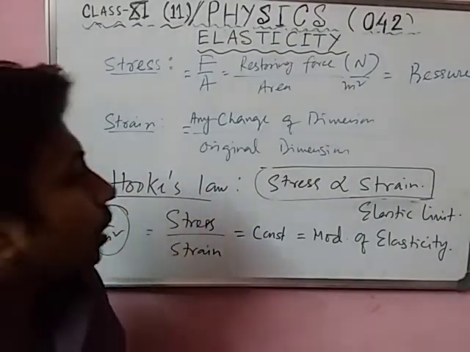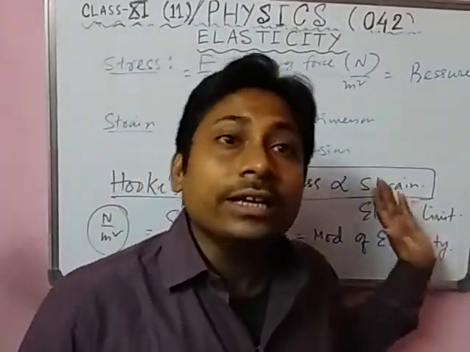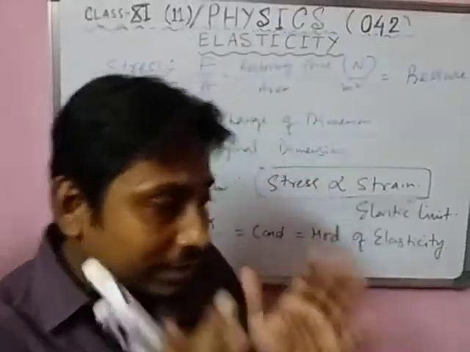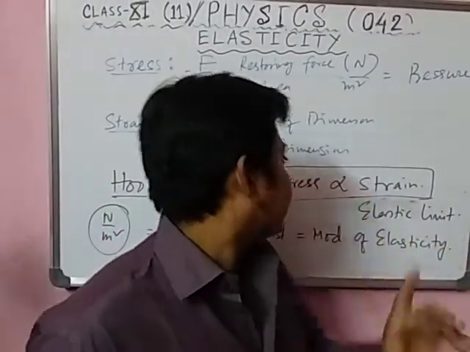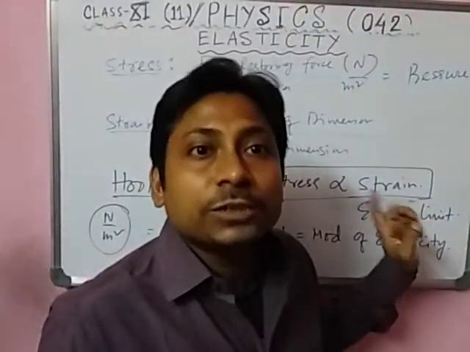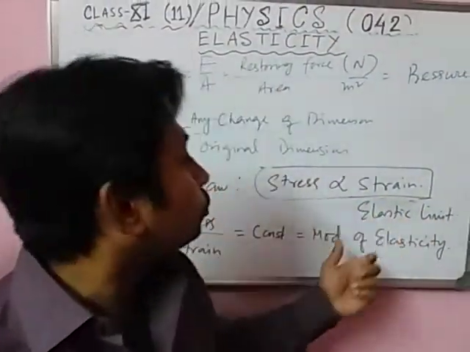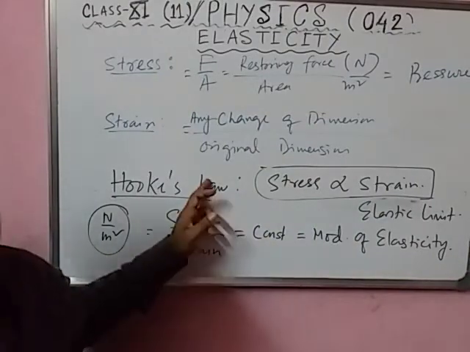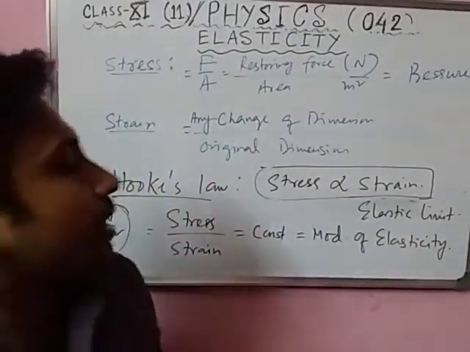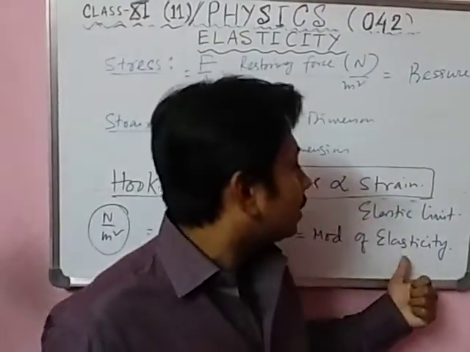And what is called Hooke's law? Stress is proportional to strain within elastic limit. If it is within elastic limit, then you can say stress is proportional to strain. Say it 5 times: stress is proportional to strain. And stress by strain is called a constant. And this constant's name is modulus of elasticity.